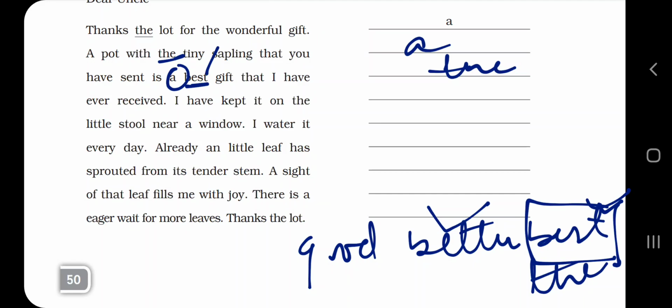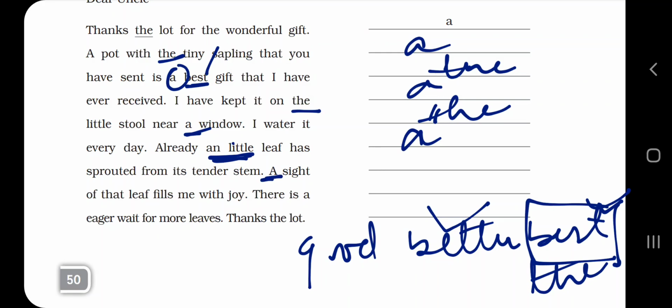I have kept it on a little stool near the window. It should be the, because he is talking about a specific window of his own house. I water it every day already, and this is a blunder. It should be, this is a consonant, so it should be a little leaf has sprouted from its tender stem.